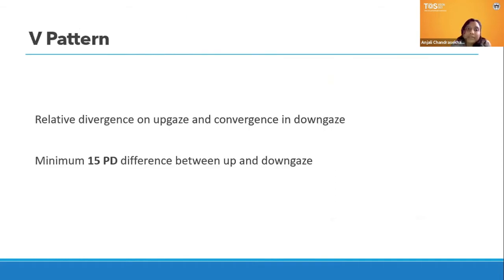V pattern, it is where there's a relative divergence on up gaze and it converges in down gaze, mimicking the alphabet V.